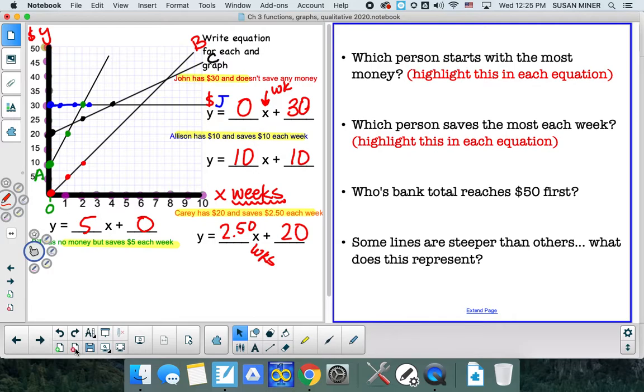Now we want to answer some of these questions. We're going to make some comparisons about these graphs that we have. Which person starts out with the most money? And then we want to highlight this in each equation. I want to figure out, where is it telling me in my equation what the starting amount would be? And then how could I find that on a graph?